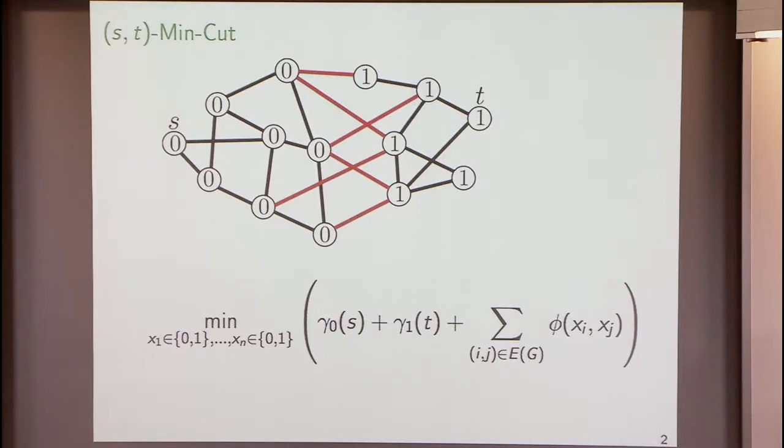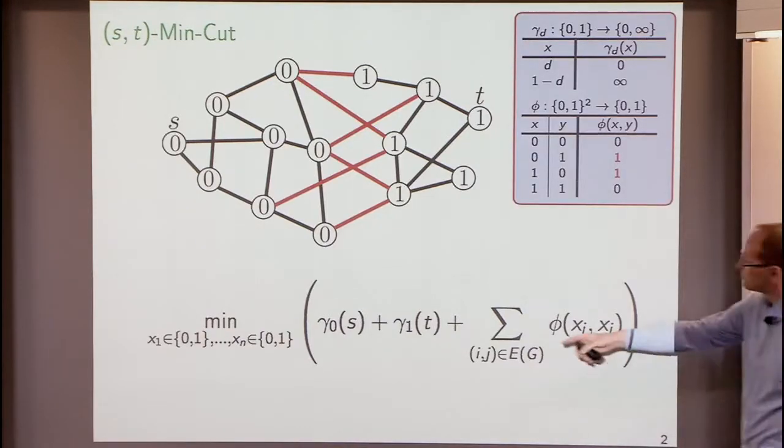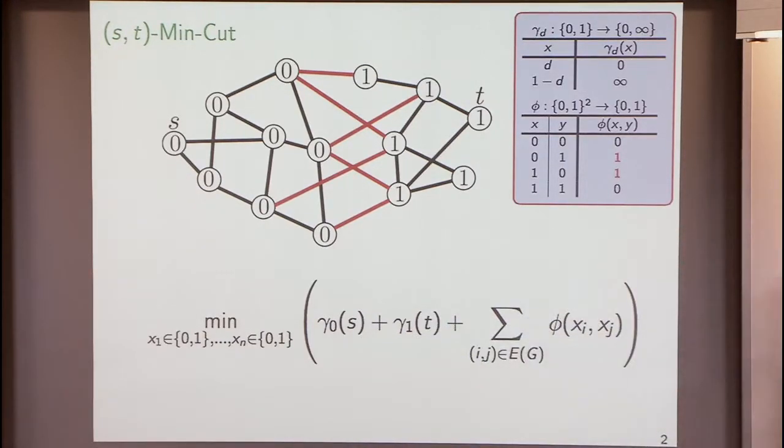One way to formalize this problem is in the following way. It's an optimization problem where we have n variables corresponding to the vertices of the graph. Each variable can get one of the two labels, 0 or 1. The objective function is written on the slide. This term in the objective function makes sure that s gets assigned 0. It's a unary function that returns 0 if its argument is 0 and infinity otherwise, written in a slightly cryptic way. Similarly for t, this function makes sure that t gets assigned 1. And the third part of the objective function is the sum over all edges and makes sure that every edge that goes across is counted.